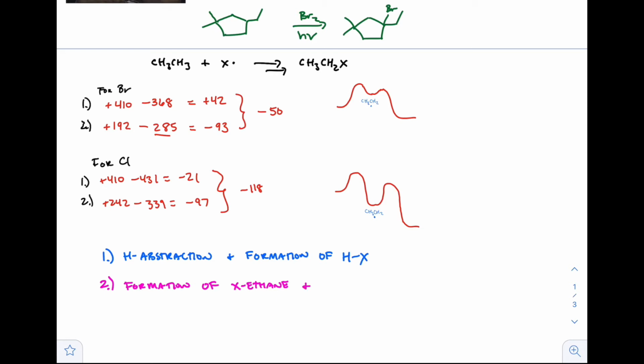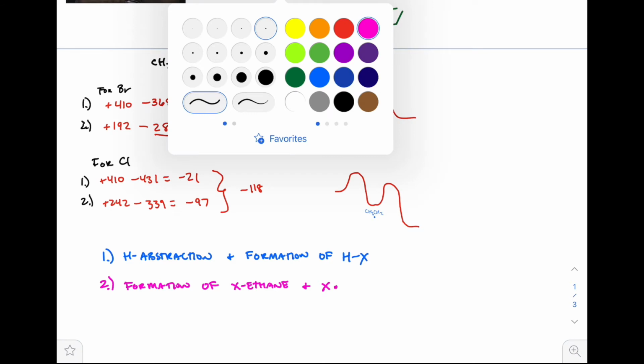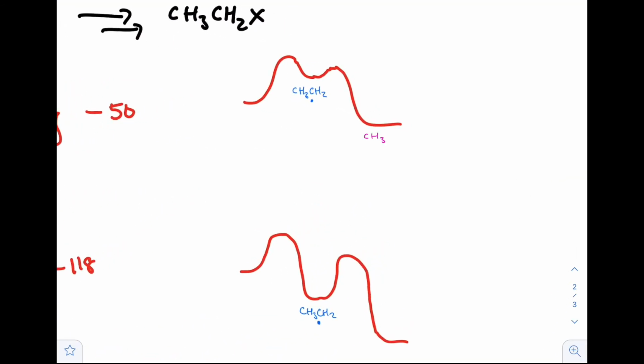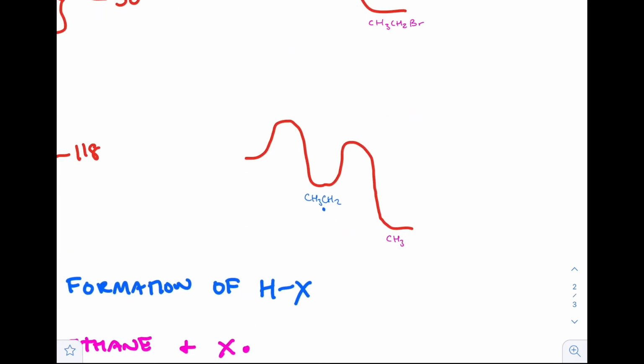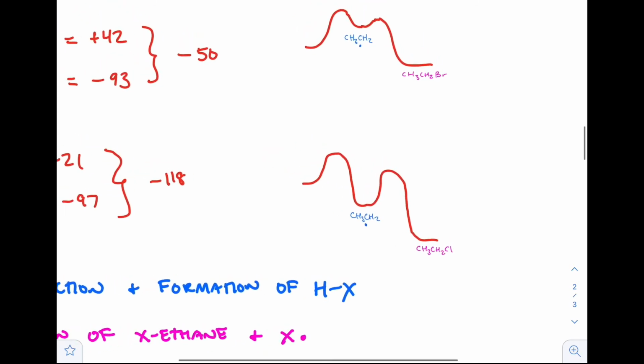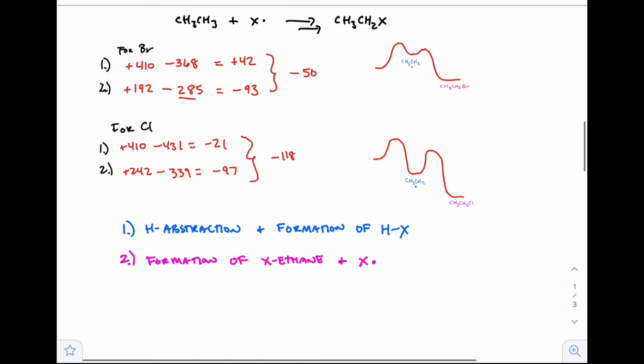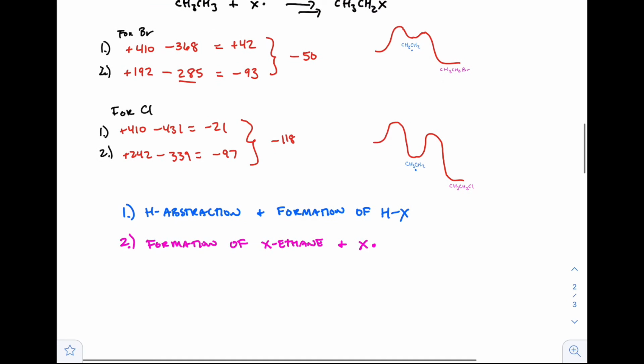And then we also formed the X radical, which, because this is the propagation step, is going to allow it to go back and react with another ethane, right? And so basically the far right is the product, bromoethane and chloroethane, right? And so again, this is the propagation step, and I'm pointing these out because I want you to notice the difference in the curves, right? For chlorine, they're both exothermic. For bromine, the first step is endothermic and the second step is exothermic.